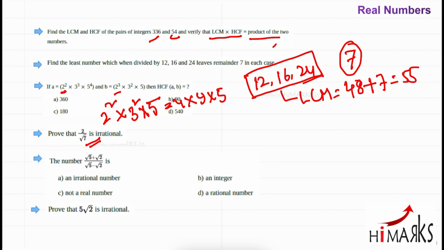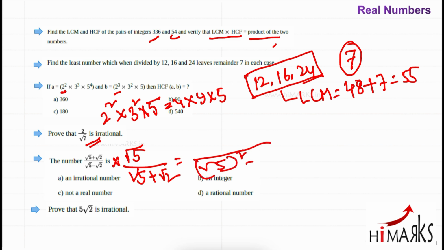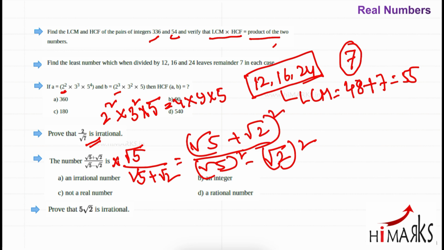So you know how to simplify. Basically our target is the denominator, so you multiply by root 5 plus root 2. So what will happen here? In the denominator will be root 5 square minus root 2 square, and in the numerator will be root 5 plus root 2 whole square. If we simplify the denominator, 5 minus 2, only 3 will be the denominator.